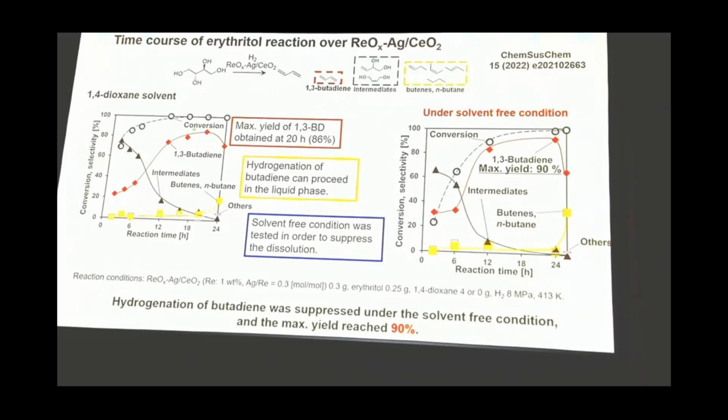In both cases, a very high yield of 1,3-butadiene was achieved in both reactions. An important point is that if the conversion is almost 100%, in such cases, the hydrogenation of the C=C double bond also proceeds, and the butenes and n-butane are detected.